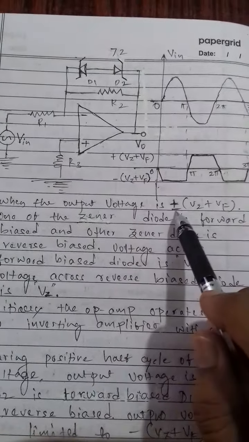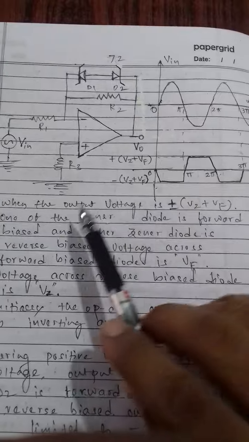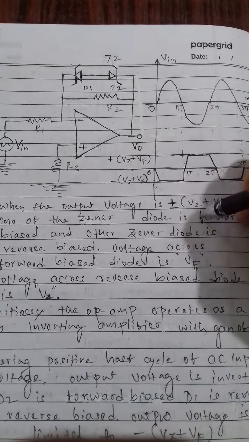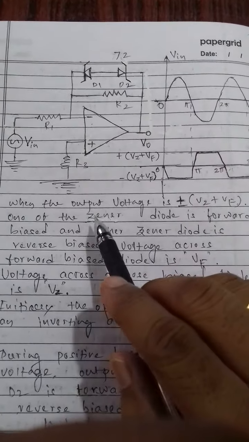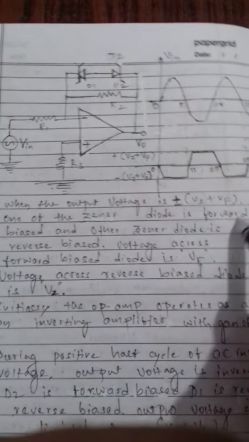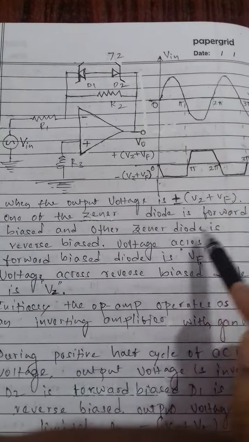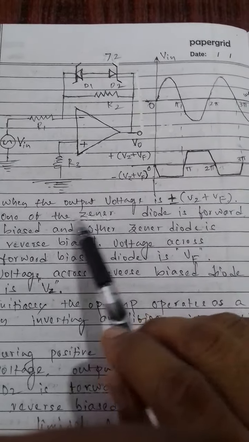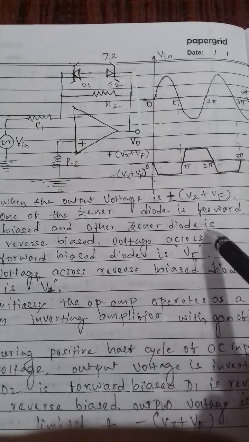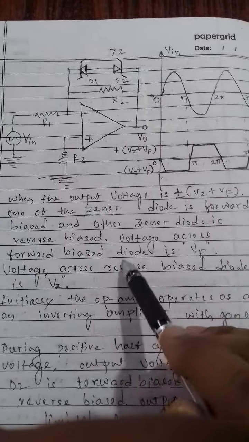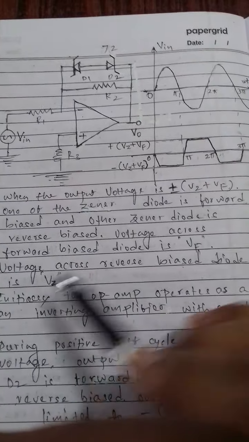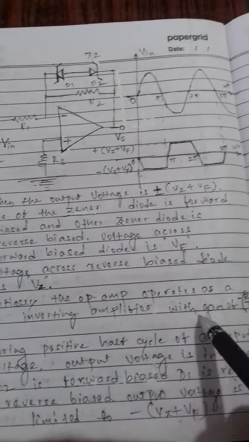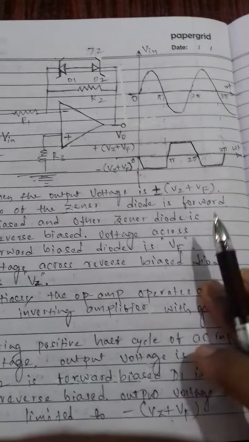Here, when the output voltage is plus or minus Vz plus Vf, one of the Zener diodes is forward biased and the other Zener diode is reverse biased. Voltage across the forward biased diode is Vf, voltage across the reverse biased diode is Vz. Initially, the op amp operates as an inverting amplifier with a gain of minus R2 upon R1.